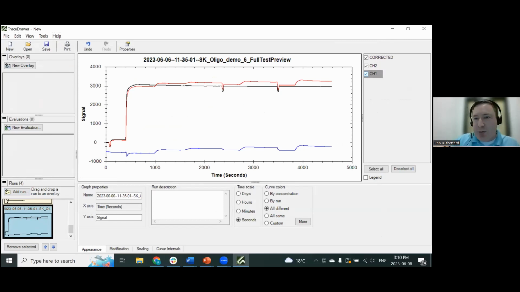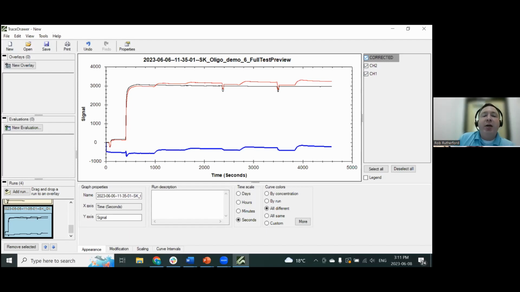And it's presented for you in 3 different lines. The black line is channel number 1, your reference. The red line is your active channel, and then your corrected data is the blue line. If you're doing a regeneration test, this is a really nice figure to look at to see how well the baseline continuously goes back to whatever level it was after your successive regeneration solution tests.